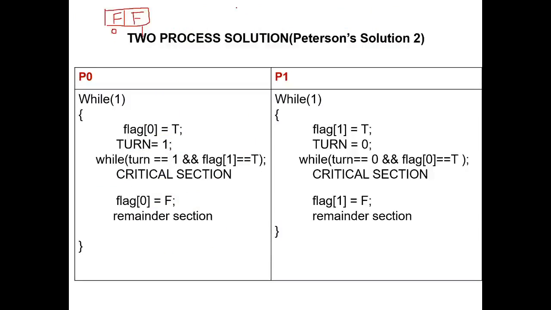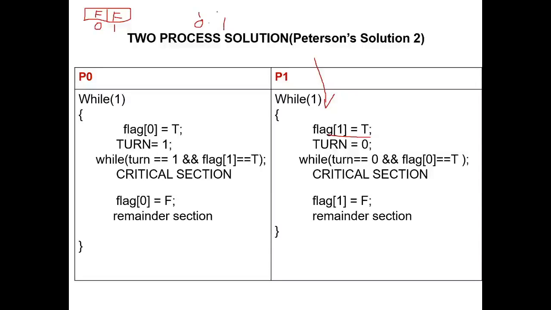Now let us check the deadlock condition, whether the two processes will go into a hanging mode, whether they get stuck or not. If two processes want to enter the critical section at the same time, we check whether it goes into deadlock. At the beginning the flag values are false. Let's start with P1. P1 wants to enter the critical section, so it sets flag of 1 equal to true.